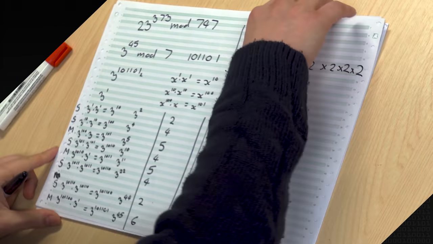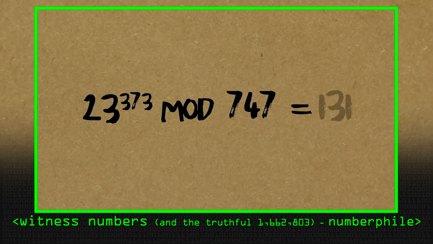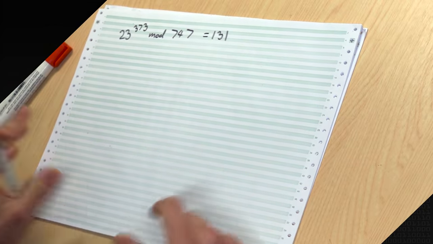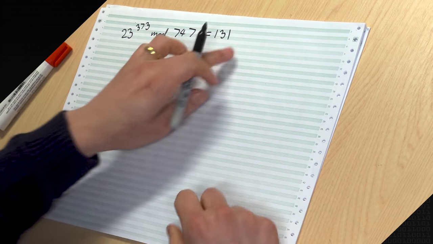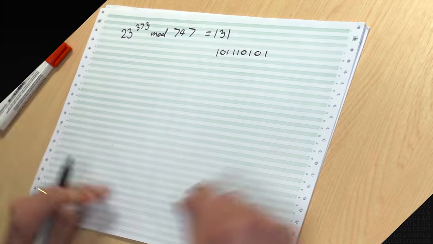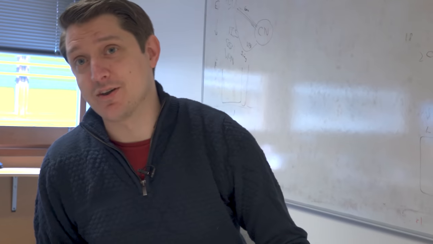Let's look at 23 to the power of 373 mod 747. Now, I think they calculated the answer actually was 131. I've run through this just to see if it worked, and it does. I can say that for sure. Wolfram Alpha's code is correct on this. But let's look at this 373 in binary, right? So that is 101110101, right? Which is quite long, which is probably why I'm not going to run through it.